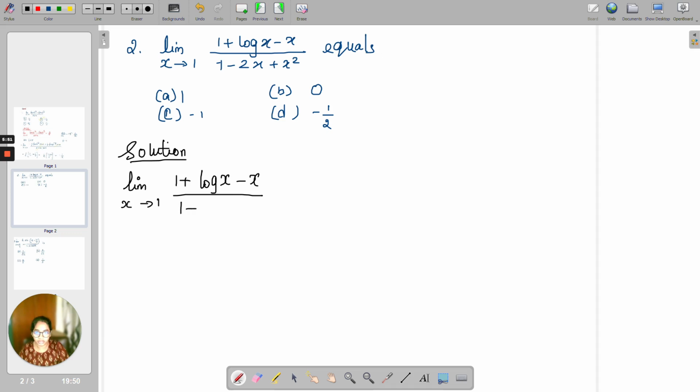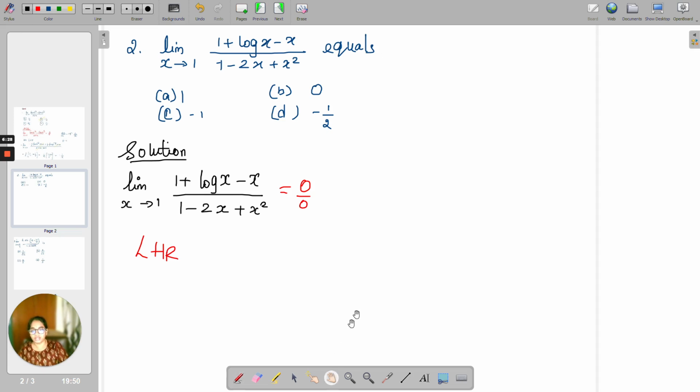So we have 1 minus 2x plus x square. If I substitute directly 1, what would I get? Log 1, and log 1 is 0. So I would get 1 minus 1, which is 0. In the numerator, I have 0. In the denominator, I have 1 minus 2 plus 1, so I would get 2 minus 2, that is 0. So we would have to use L'Hospital's rule.